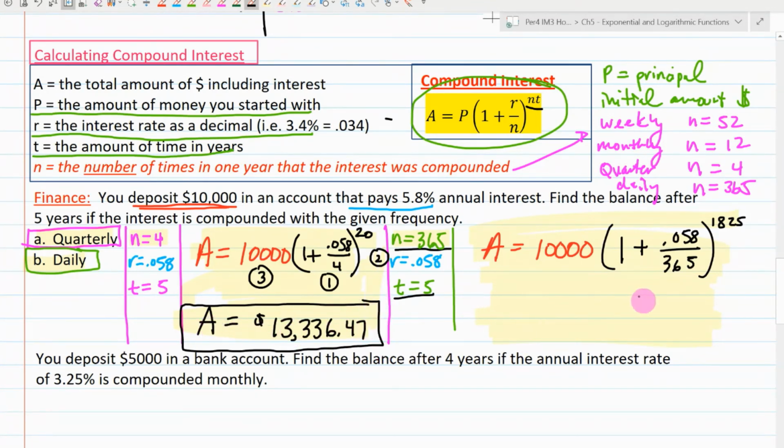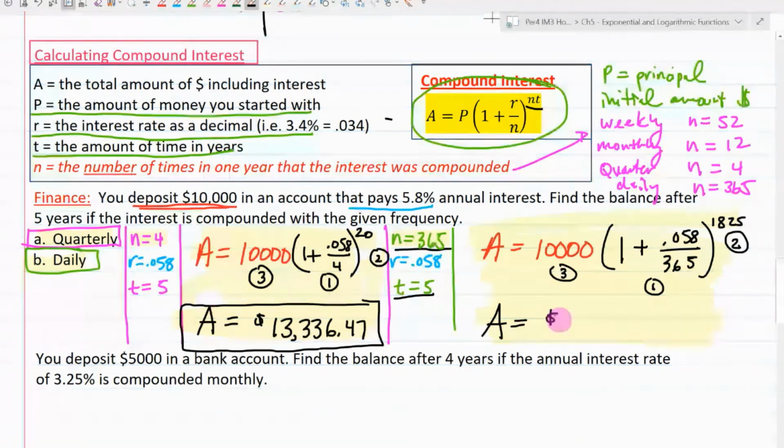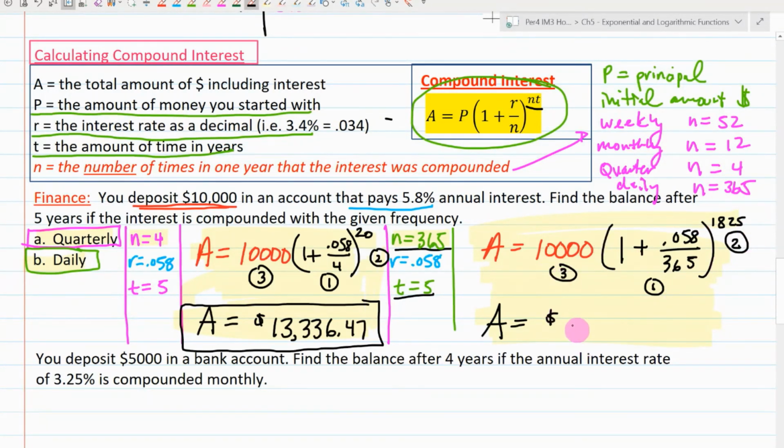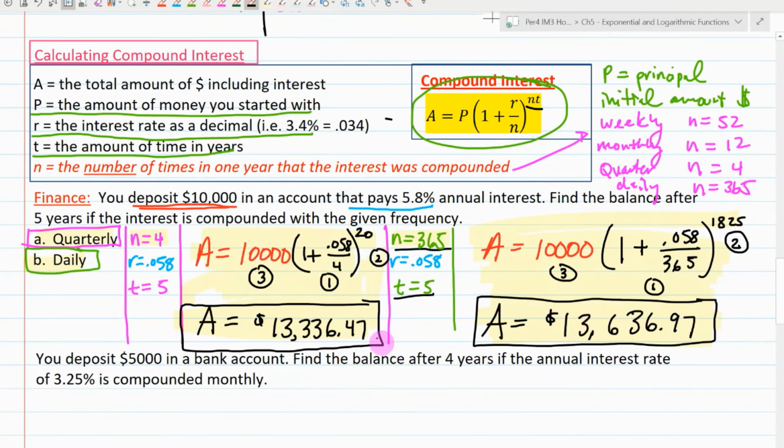This one should be a little bit more. So again, you're going to do everything in the parentheses first. You're going to raise it to that exponent, and then you're going to multiply by 10,000. You should have gotten a little bit more money here. If you haven't done that already, do that. Pause the video, and you should have $636.97. The dollar sign goes in front. I know you guys are used to seeing the dollar sign at the back. It doesn't go that way.